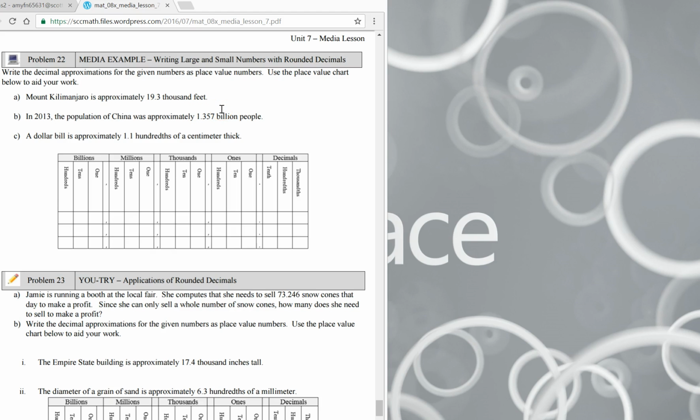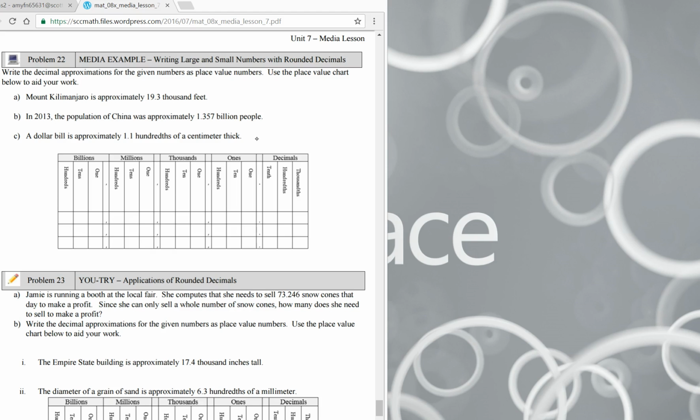Okay, so this idea of us rounding and using a decimal approximation and a different place value to represent this number. Okay, so this is done in the media a lot. It's done in statistics a lot. A dollar bill is approximately 1.1 hundredths of a centimeter thick. Okay, and this is also connected to scientific notation. We don't formally do scientific notation in number sense too, but this has that general idea, and if they could understand this, scientific notation should be a somewhat quick extension.